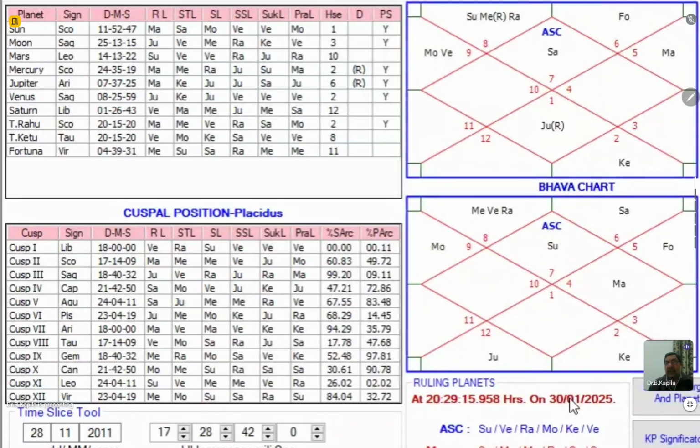It is not that you are getting the promise of the event of childbirth and then you are getting the child after 1.5 years. That would all depend upon the dasha, bhukti and antara.